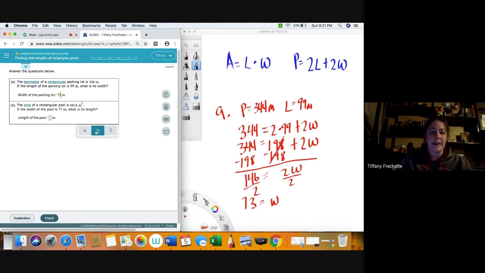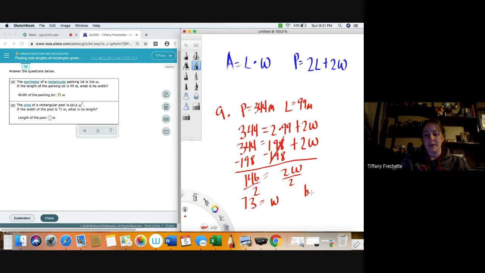All right, the second one says the area of a rectangular pool is 6,816 meters squared. If the width of the pool is 71 meters, what is the length? So we know, we'll put part B down here. Hopefully I have enough room here. So we know the area is 6,816 meters squared. And the width is 71 meters. So we're going to use this equation up here.